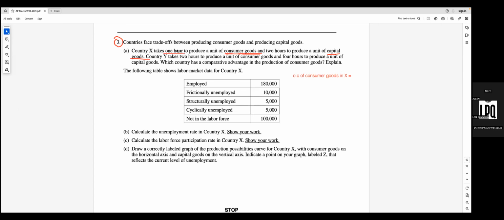So if you do not put this 1 hour into producing consumer goods, you must put this 1 hour into the capital goods industry. So how many units of capital goods can you produce? You just do 1 divided by 2, super easy. So that is the units of capital goods.